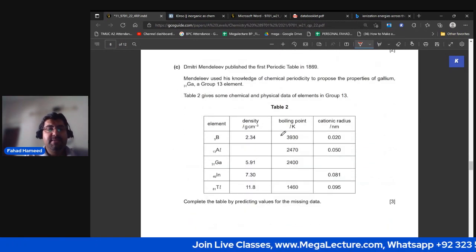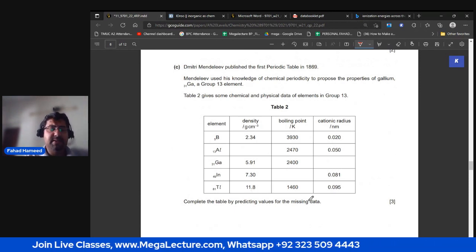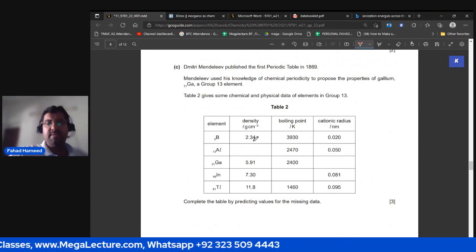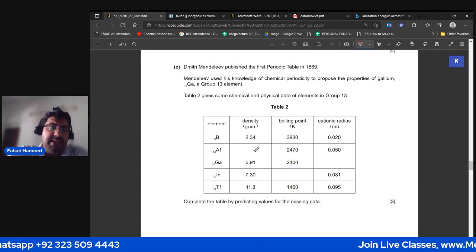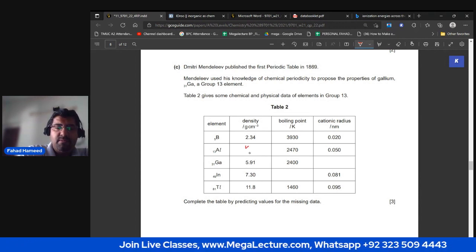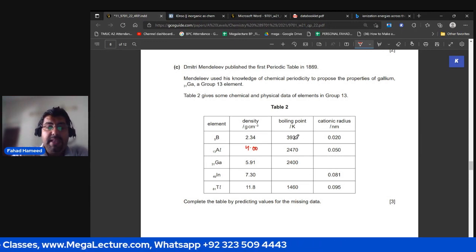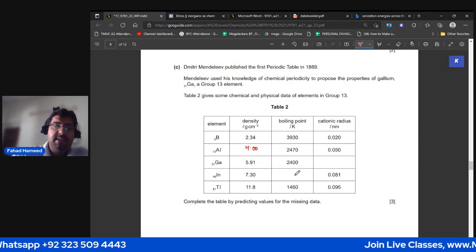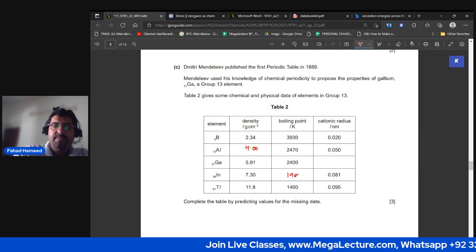Next part is you've got this thing. It says complete the table by predicting values for the missing data. So I mean, you just have to match the trends. So what's happening? Density is increasing down the group. So 5 points. I'm just going to write 4 over here. And again, the trend is decreasing. So the boiling point is decreasing. So let's take this as 1900.